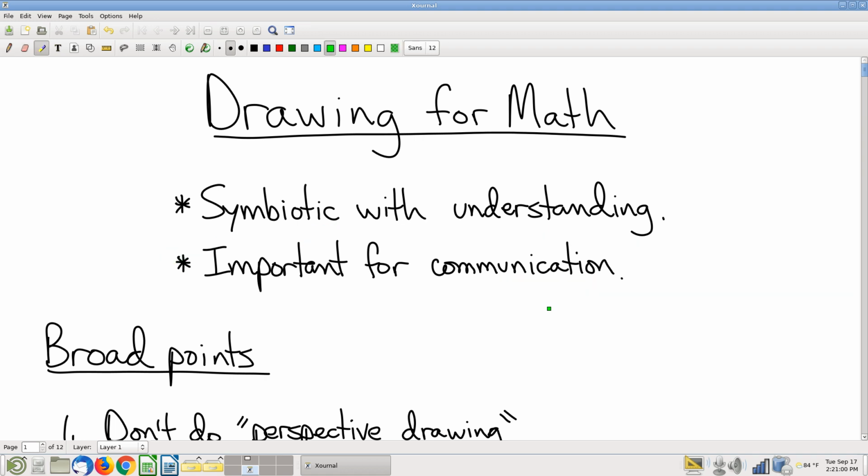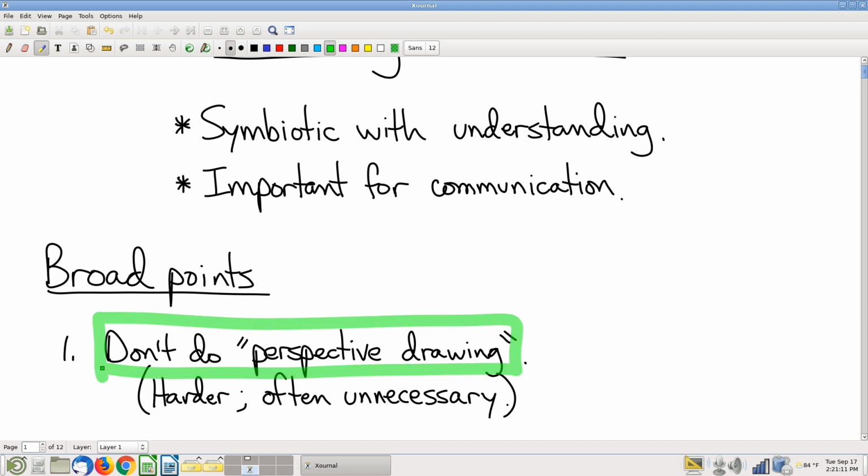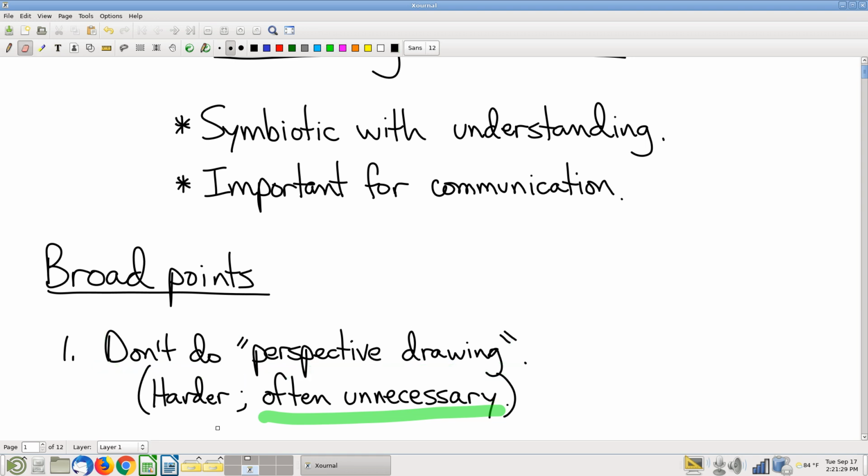Okay, so some broad points before we get into specific bits of advice. For one thing, we're not going to be doing perspective drawing in this context. It's quite a bit harder to do that, and certainly to do it well. And in many cases, it's just not necessary. Now, this talk is going to focus around the kind of drawing that's important in a multivariable calculus course. And in that context, it's usually just not necessary to do perspective drawing.